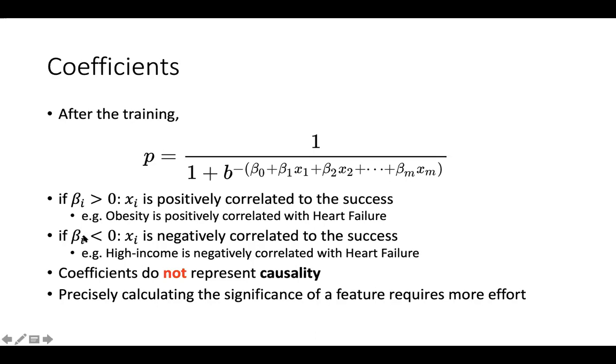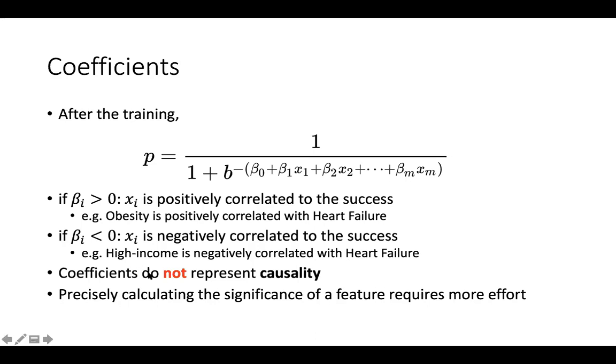If the corresponding weight is negative, then it means that it is negatively correlated to the success, to the outcome. So in the heart failure prediction case, let's say that this is a binary feature, xi is whether the patient has high income or not. If the patient has a high income, 소득이 높으면 1, 소득이 낮으면 0이다. So if the corresponding coefficient is negative, it means that high income is negatively correlated with heart failure. It simply means that if you have high income, then you're less likely to be classified into the heart failure label. So that's simply it.